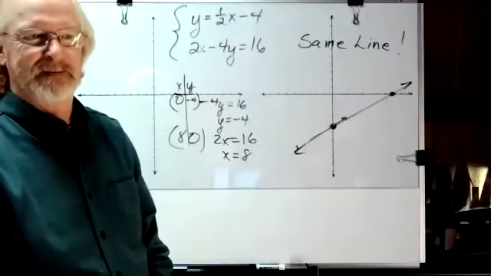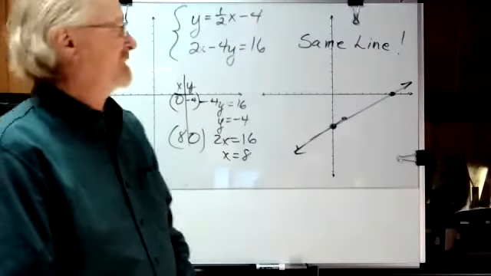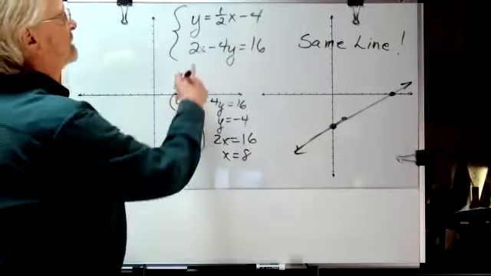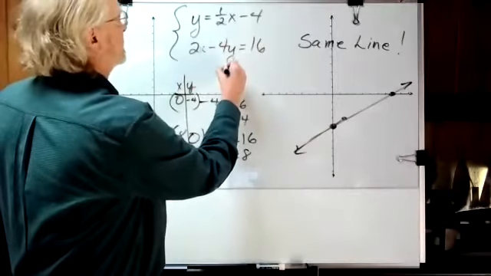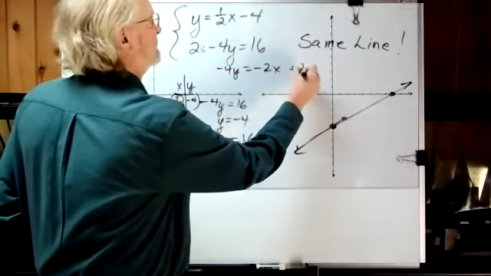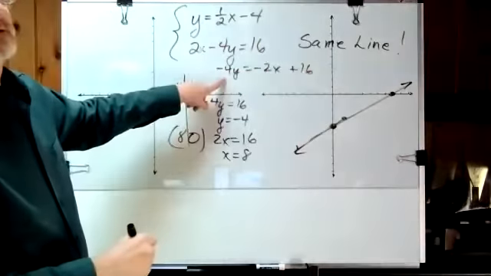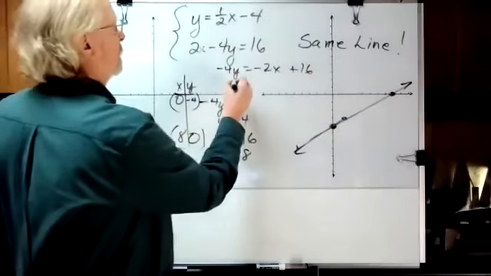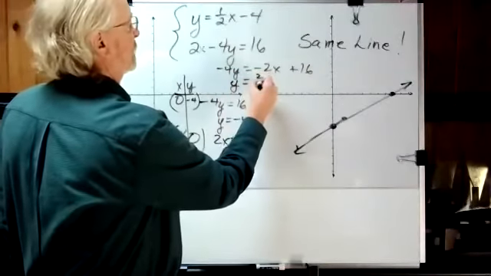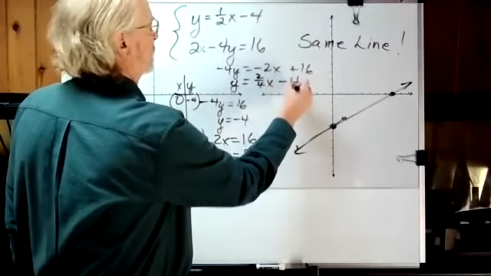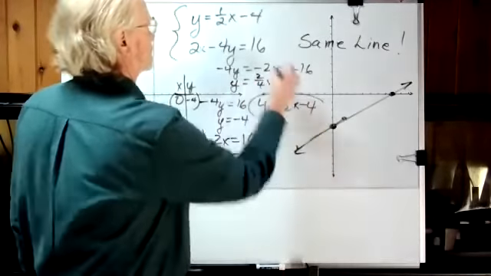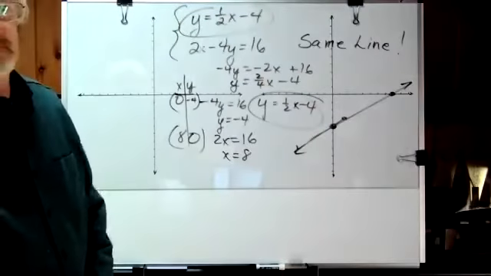Those two equations are different versions of the same line. Again, if I were to solve for y, I subtract the x's: negative 4y equals negative 2x plus 16. Dividing everything by negative 4, y equals, negative divided by negative, 2/4 x minus 4, which is 1/2 x minus 4. Oh, look, those are the same equations.